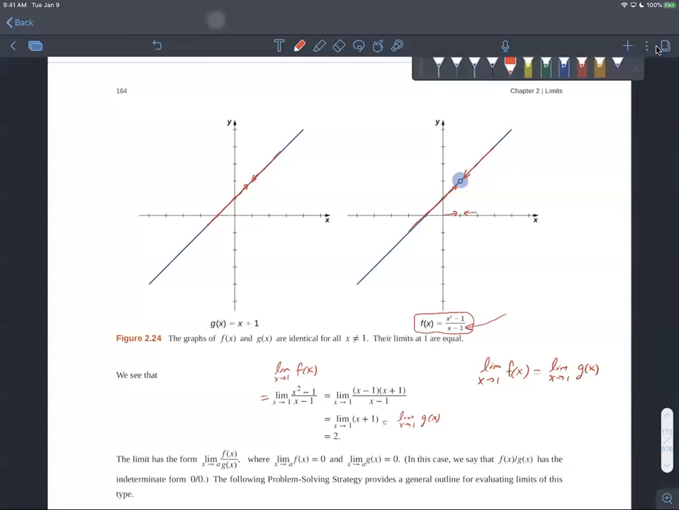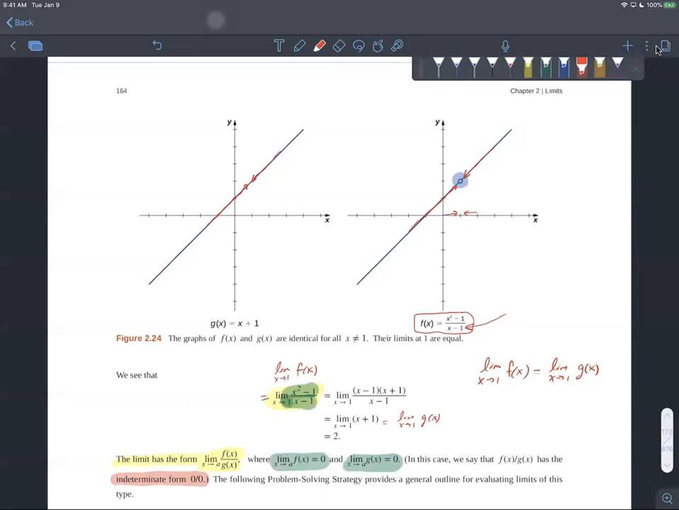So we see this string of equalities here. When it says the limit has the form of the limit as x approaches a of f of x over g of x, we are talking about this limit here, where you can see that if you plug 1 into the numerator, you get 0. So that's where this is coming from. The limit of the top is 0. And if you plug 1 into the denominator, you also get 0 for the denominator. In this case, we say that f of x over g of x has an indeterminate form of 0 over 0.